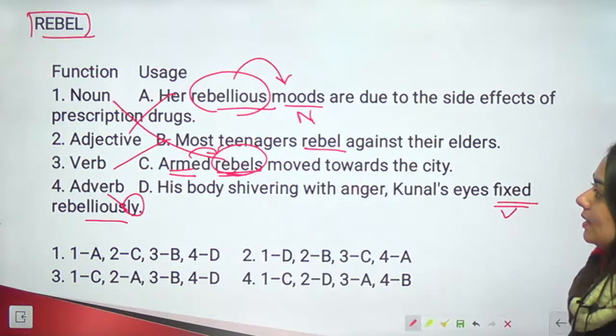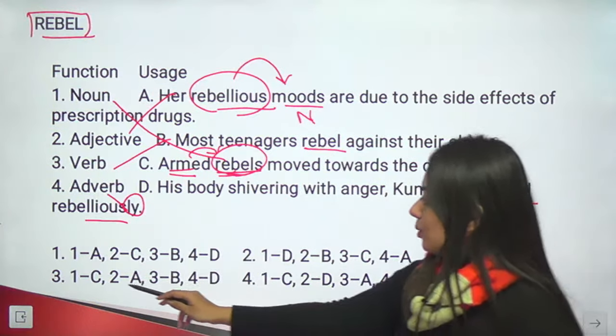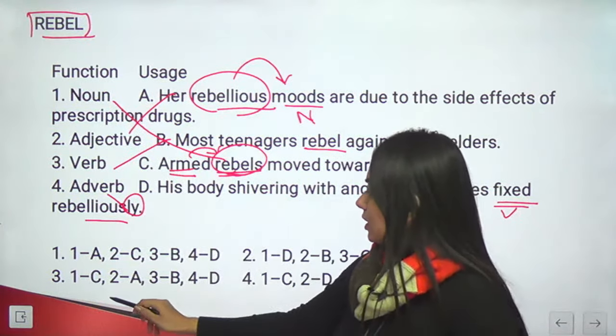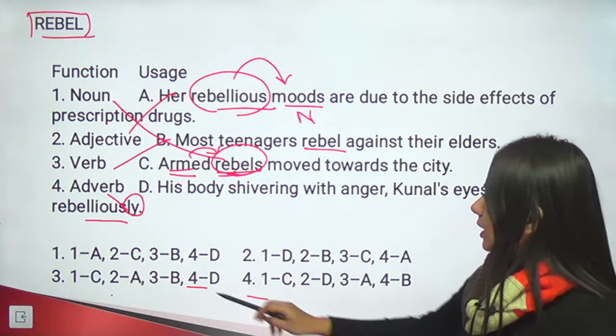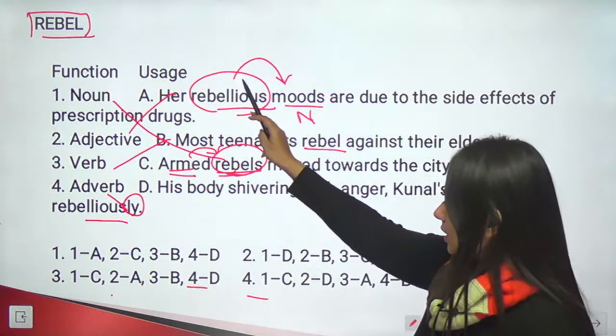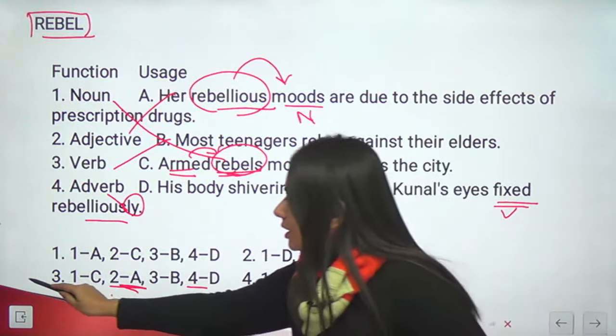What should be the right answer? A and C. So for the first one, we are going to use C. Only these two options have C with it. Let's see the second one. Adjectives with A. Adjective with A. Right. So this is the right answer.